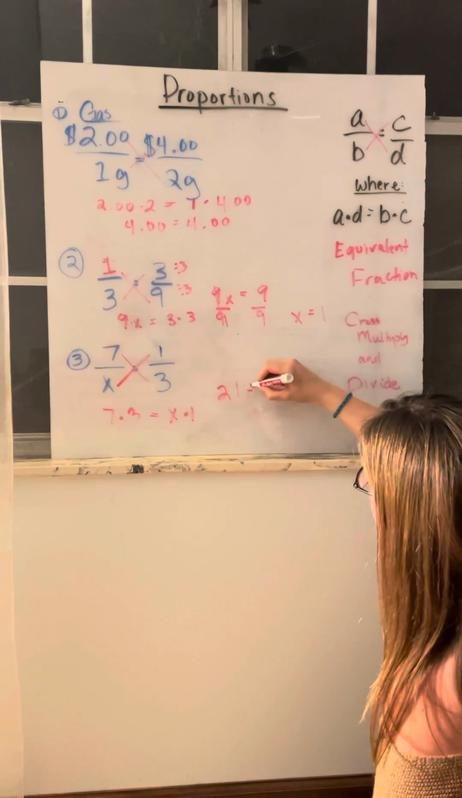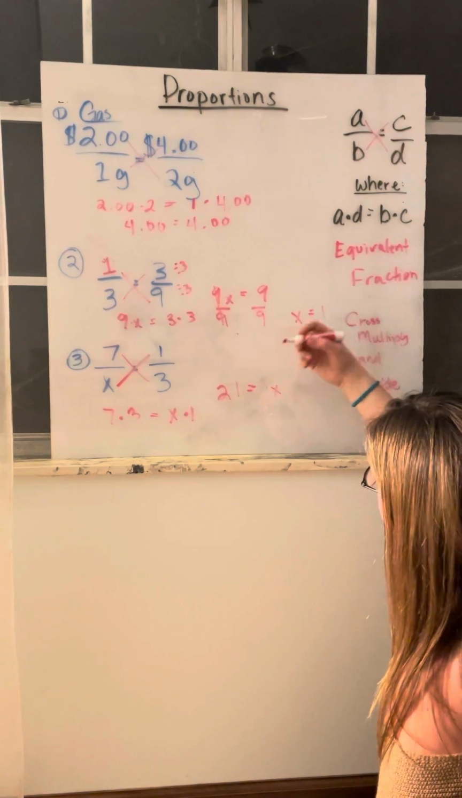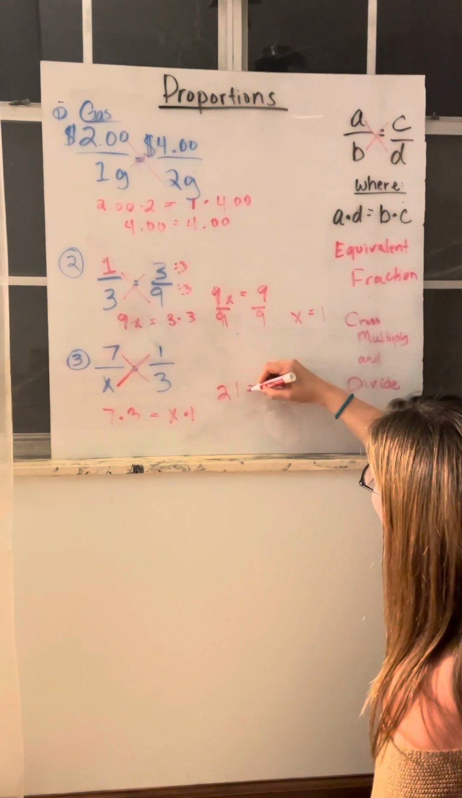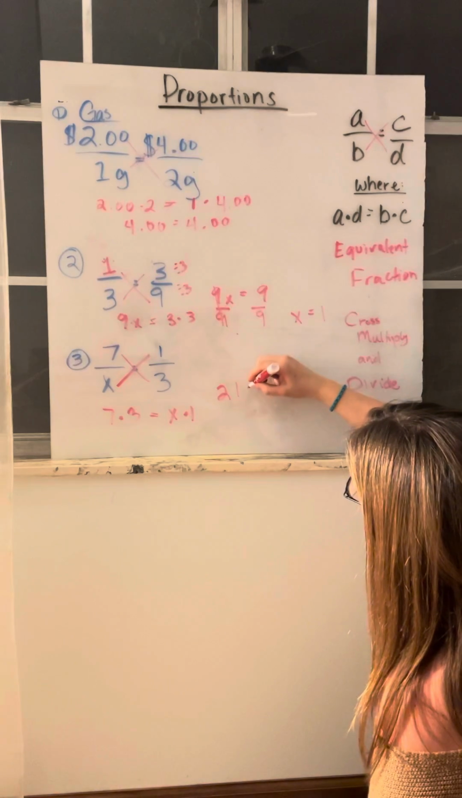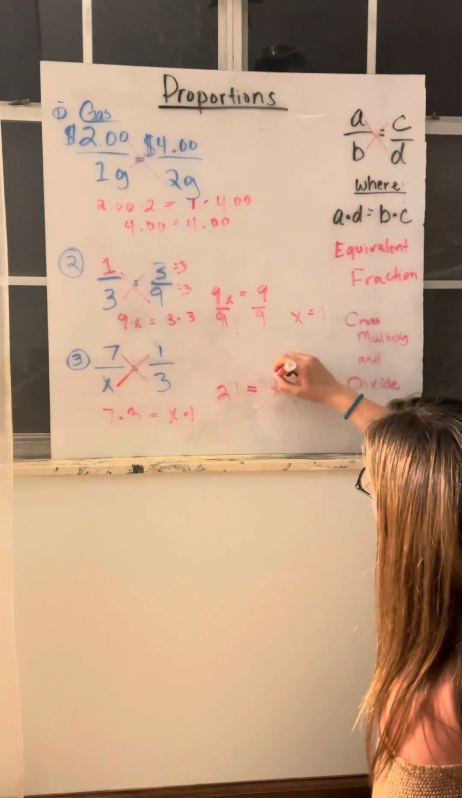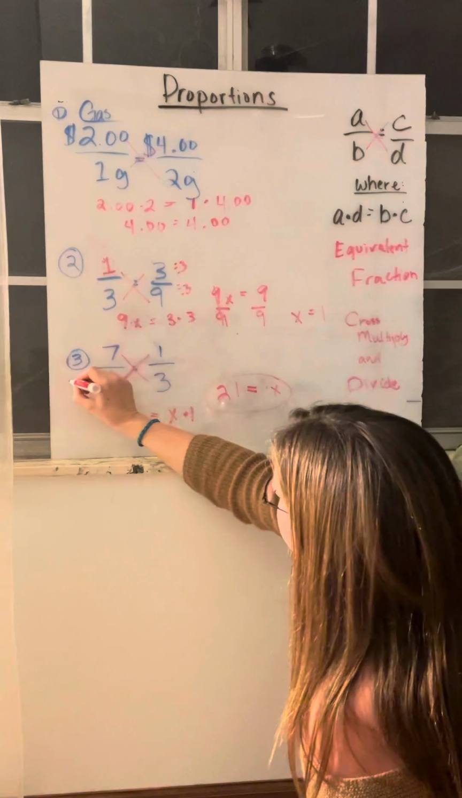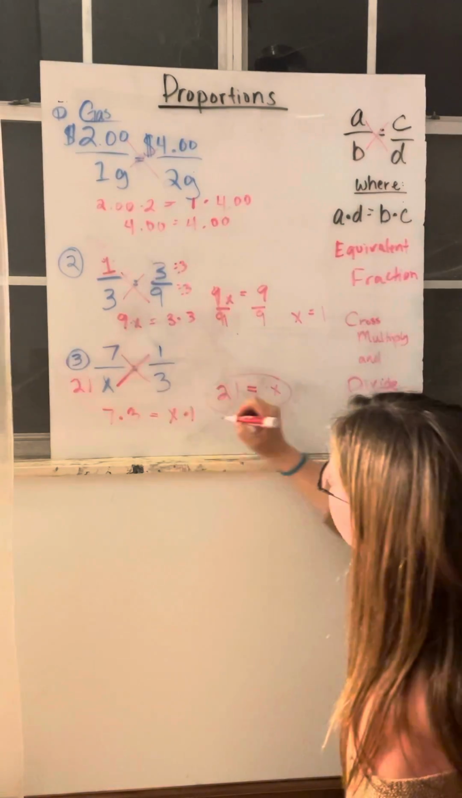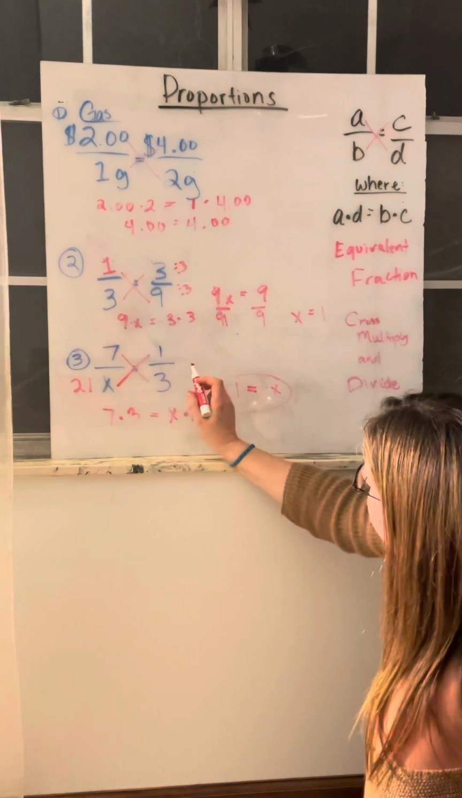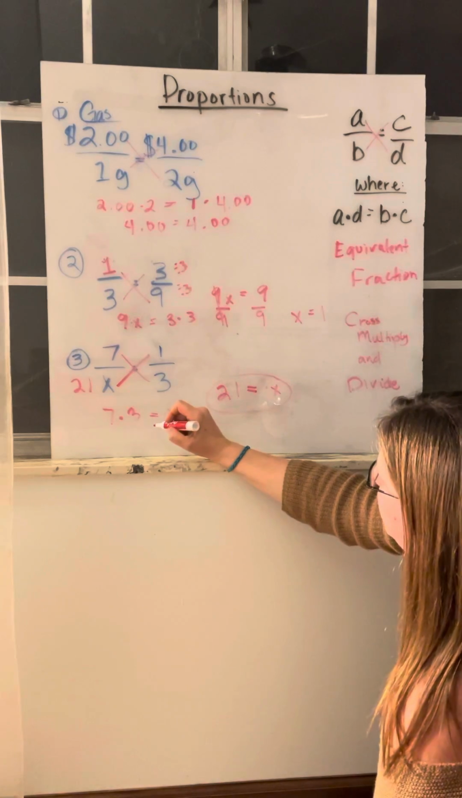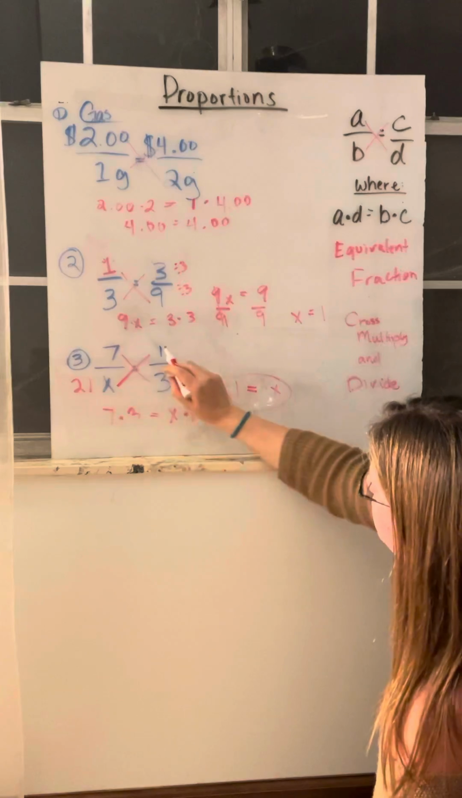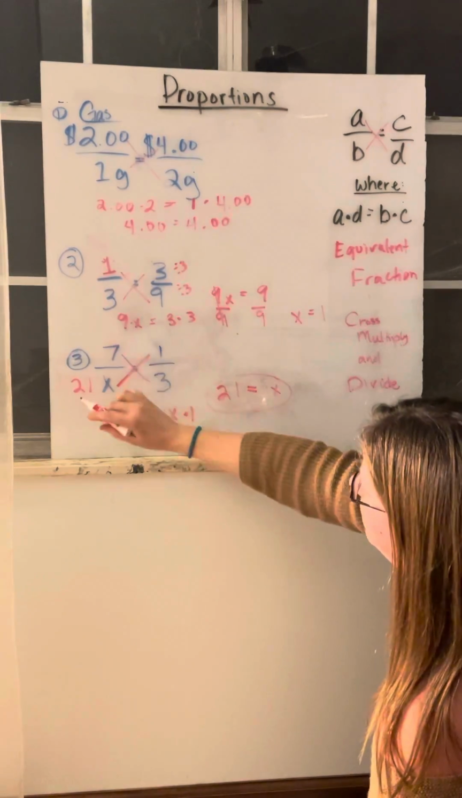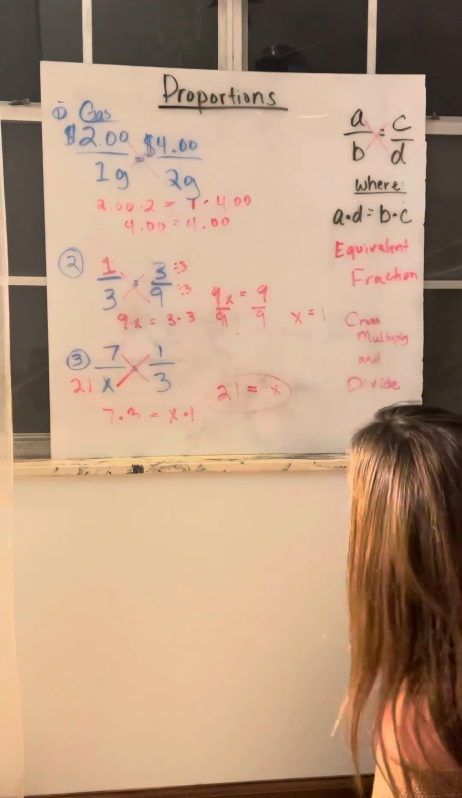And if I divide anything by 1, it is just that number. So 21 divided by 1 is 21. So x is 21. That means that 21 goes right here. 7 over 21 is equivalent to 1/3. Okay, that means that this could simplify to be 1/3 if I divide both the top and bottom by 7.